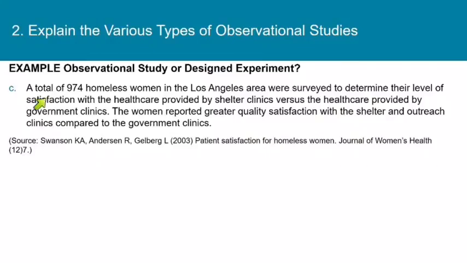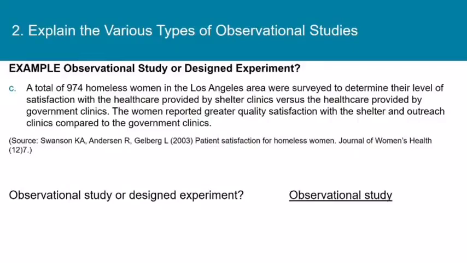So let's look at another situation. Here we have a total of 974 homeless women in the Los Angeles area who were surveyed to determine their level of satisfaction with the health care provided by shelter clinics versus the health care provided by government clinics. The women reported greater quality satisfaction with the shelter and outreach clinics compared to the government clinics. Okay, so is this a designed experiment or an observational study? Well, there's no treatment applied. The women are just surveyed, so this is an observational study.